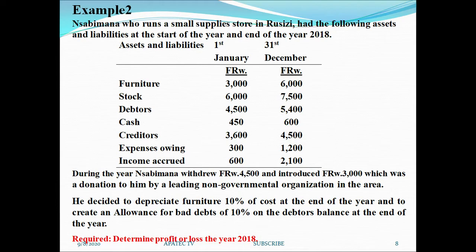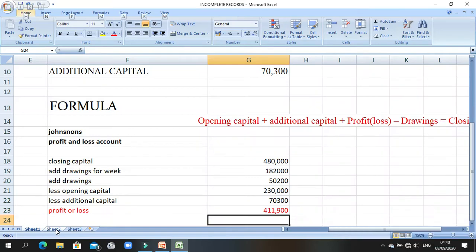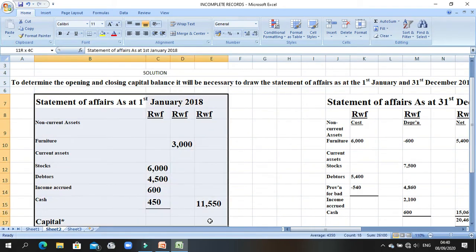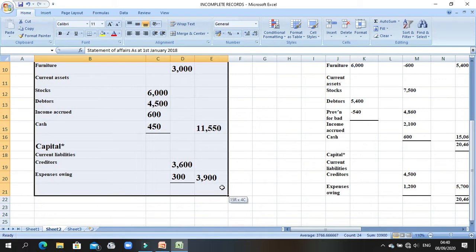My dear friend, stay in touch. We are going to solve this. Let's go. For that example, as I have taught you, we have to determine the opening and the closing capital balance. It will be necessary to draw the statement of affairs as at the 1st January and the 31st December. The first statement we are going to draw here is this. I hope you are looking here, my dear friend.